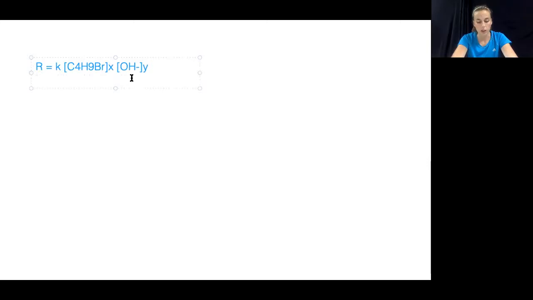So we're looking for 1 trial or 2 trials in which 1 concentration stays the same and 1 changes. So I'm going to look at 1 and 2. In 1 and 2, the concentration of OH is staying the same, but the concentration of my first reactant is doubling. So let's see what happened to the reaction rate. It looks like it went from 0.0010 to 0.0020, so it doubled as well. And that was for C4H9Br. So that tells me that the exponent for that reactant is just going to be 1.